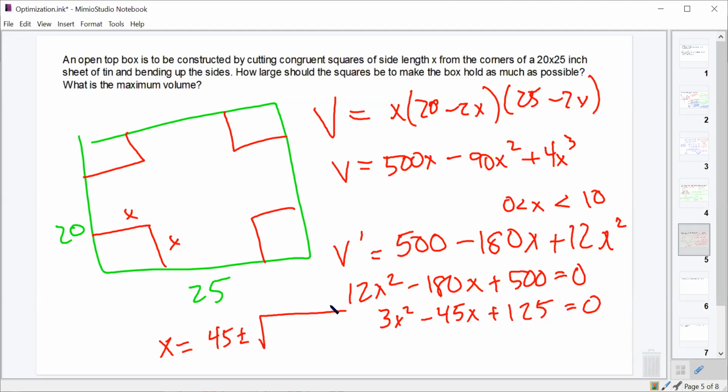all right, what's 45 squared minus 12 times 125? Anybody know what 45 squared is off the top of their head? Should be what? 2025? Is that right? The whole thing comes out to be 5 root 21. Alice?